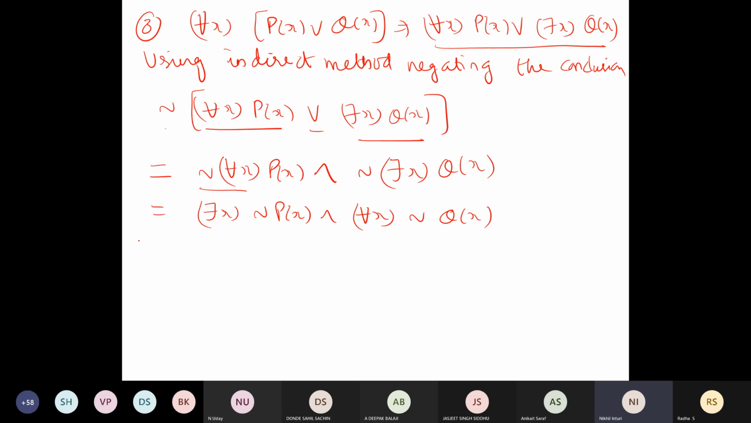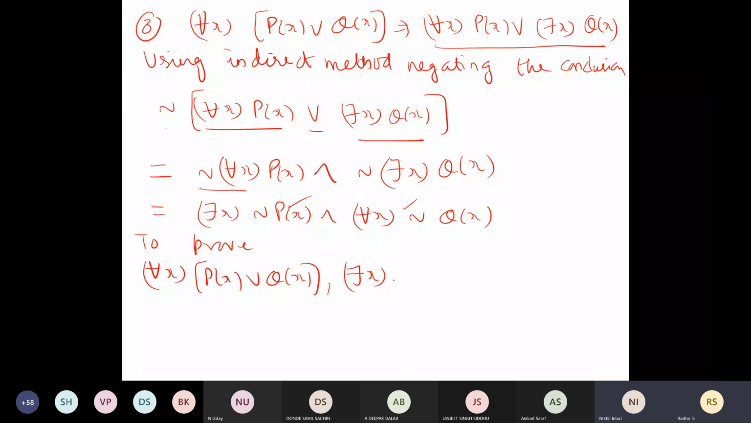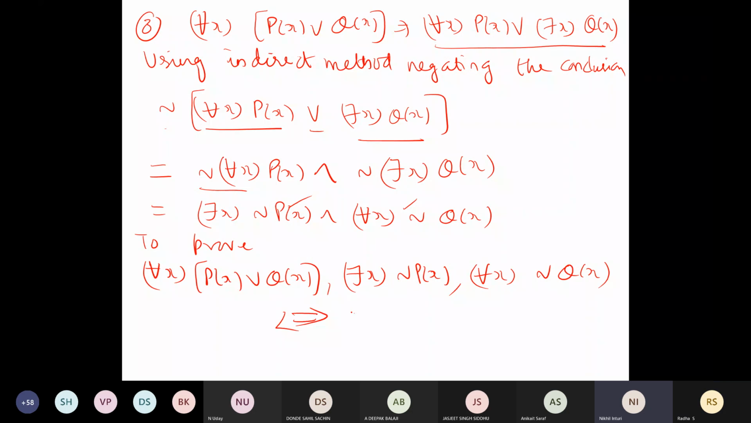So to prove this one you have to take for all x P of x or Q of x, along with these two, as given premises and arrive at a contradiction. Whenever you have and, you can separate it using comma also. That means this is also true, this is also true. It should lead to a contradiction, which is equivalent to false. That is the thing we want to prove.